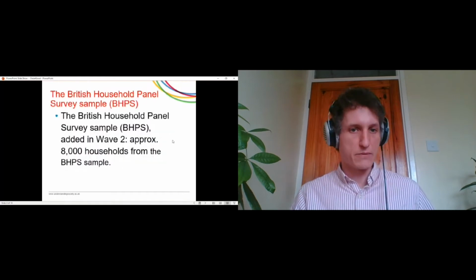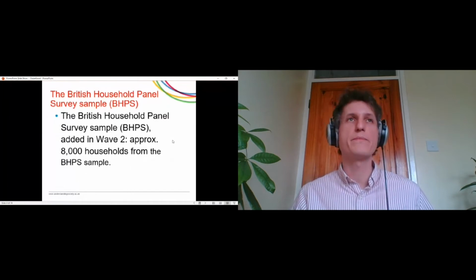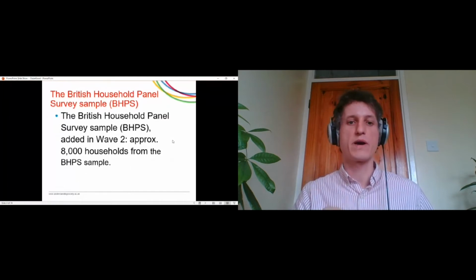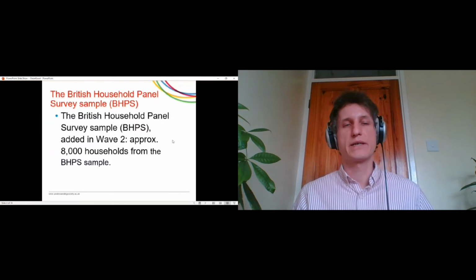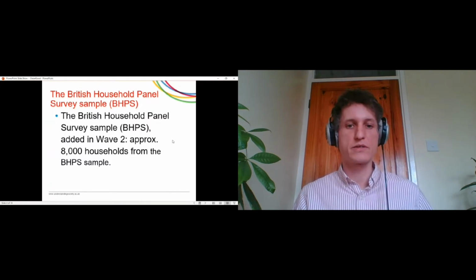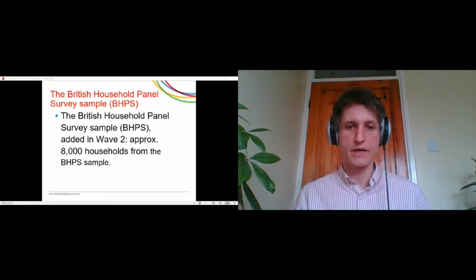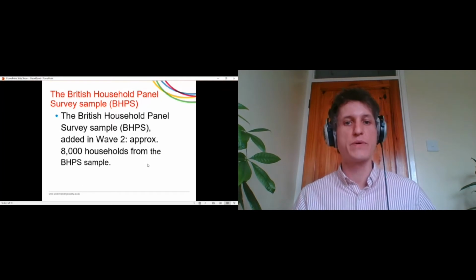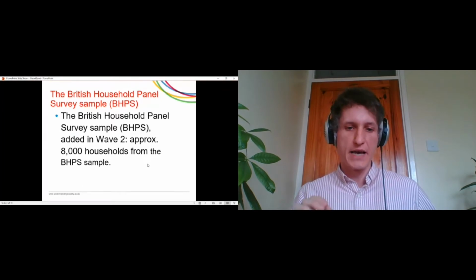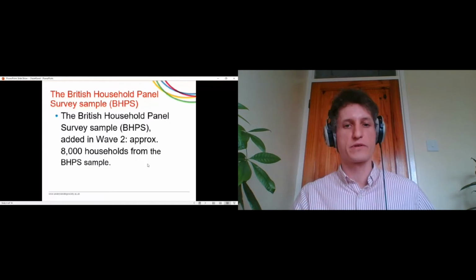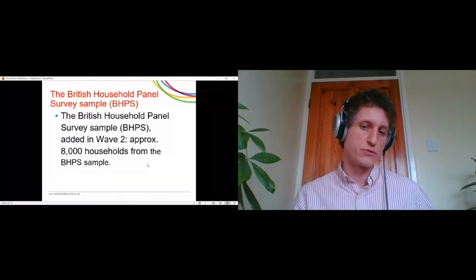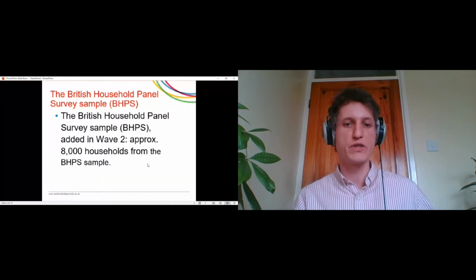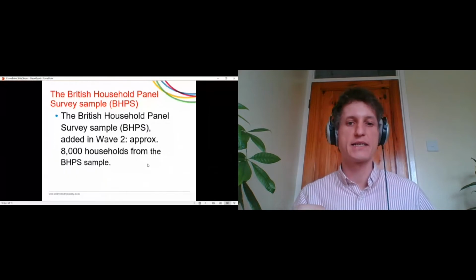Then we have the British Household Panel Survey sample. These are, at least in wave 2, at around 8,000 households, which participated in the BHPS and agreed to continue and participate in Understanding Society. But this is fairly important because this offers you a unique opportunity to track households and individuals as far back as in 1991.